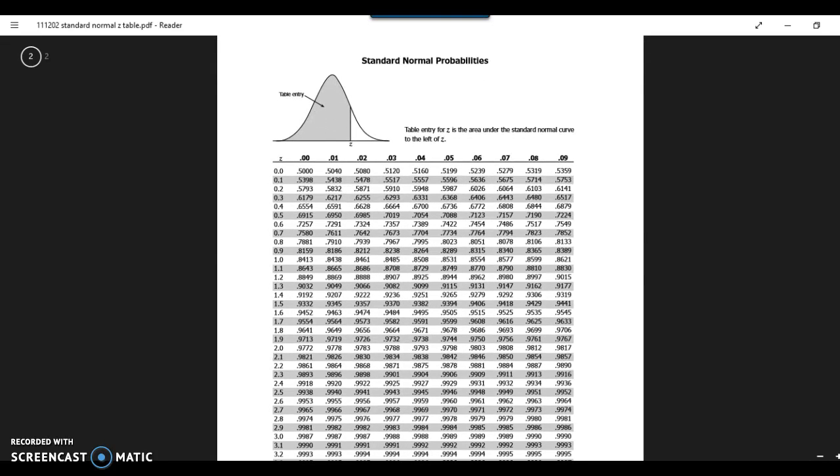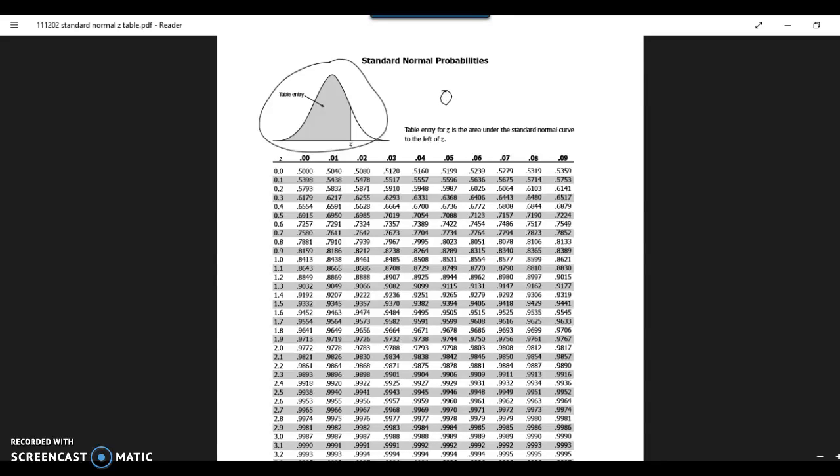Now, notice according to this picture right here, once you look up the z-score, the number in the table tells you the area to the left. Now, in this particular question, we're interested in the area to the right. So we'll have to subtract from 1, but we'll do that later. Let's just take care of looking up the number first.